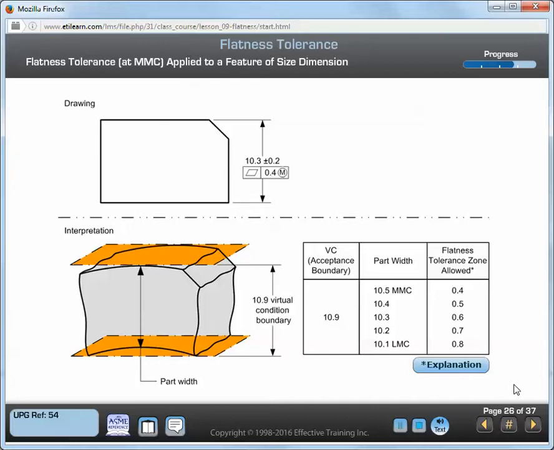Rule number 1 is overridden. The flatness tolerance value may be larger than the feature of size dimension tolerance. A bonus tolerance is permissible. Using the boundary interpretation, the tolerance zone is the space within the virtual condition, acceptance boundary. For an external feature of size, the virtual condition equals the MMC plus the flatness tolerance value. For an internal feature of size, the virtual condition equals the MMC minus the flatness tolerance value. Even though the flatness tolerance is interpreted as a boundary zone, it does limit the flatness deviation median plane by passing the feature of size through its virtual condition boundary.